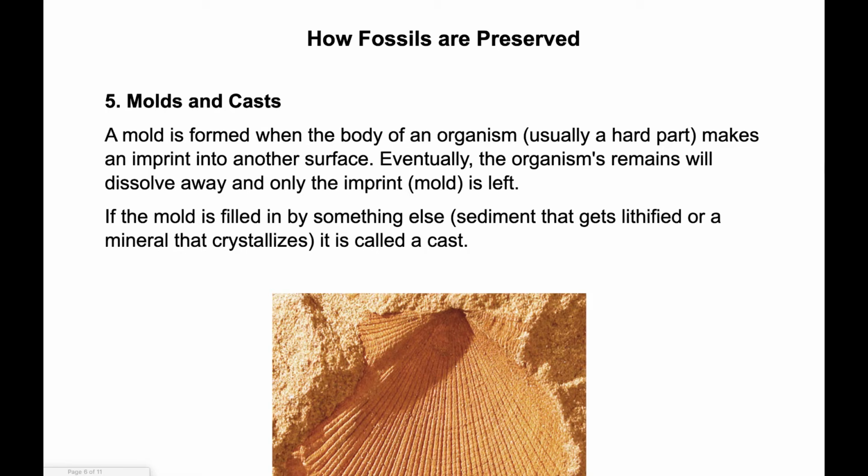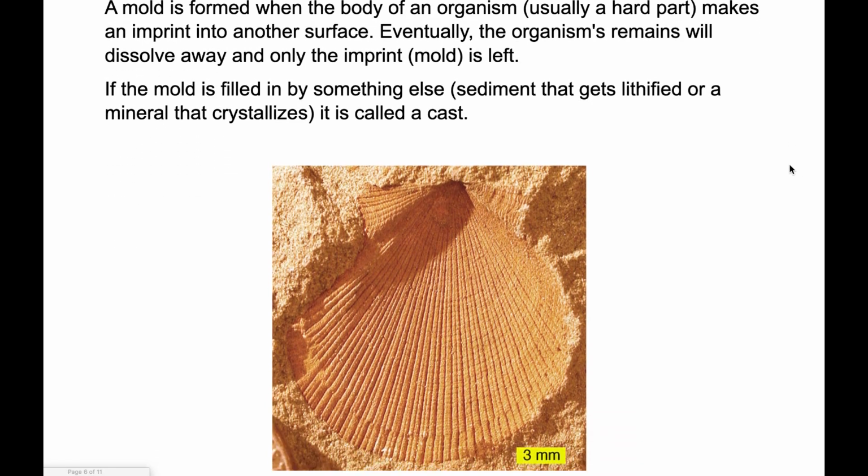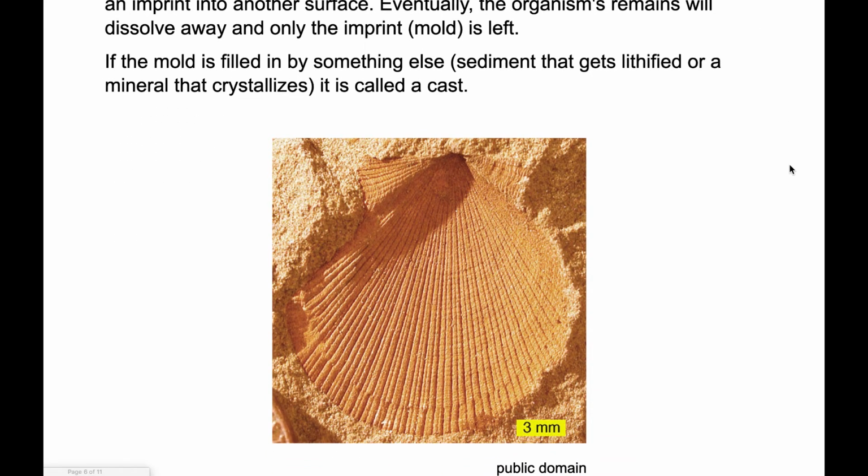The next example for preserving fossils is a mold or a cast. So a mold is formed when the body of an organism makes an imprint on some other surface, usually something like shale or mud. Eventually, the organism's remains decompose and get washed away, but the imprint is left. You've definitely seen these just out and about. If the mold is filled in with something else, like another type of rock or another type of mineral, it creates a cast. So a three-dimensional representation of what that organism may have looked like.